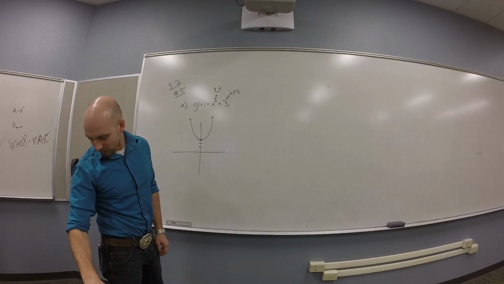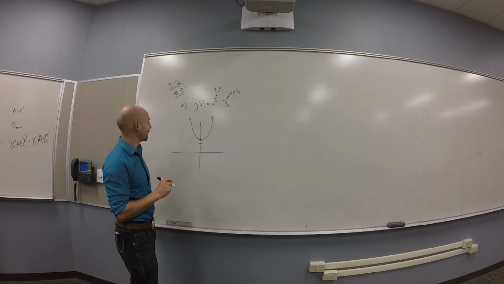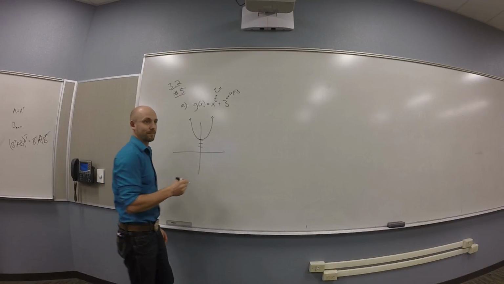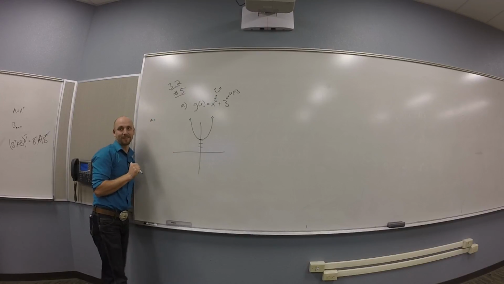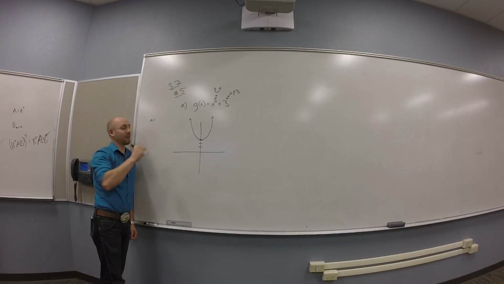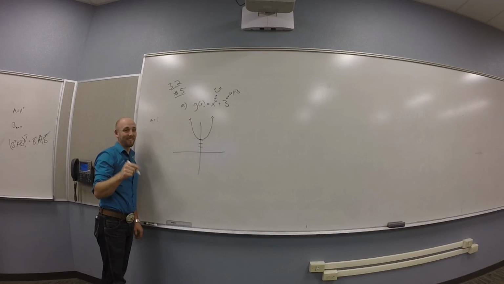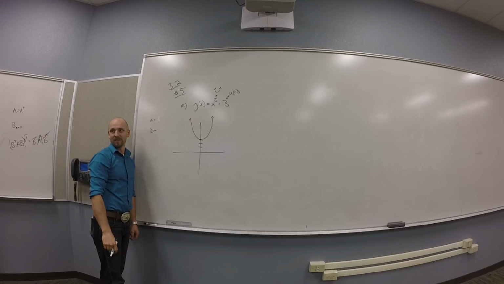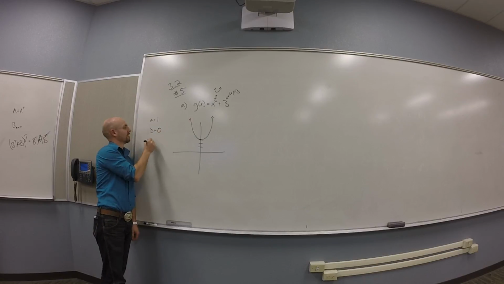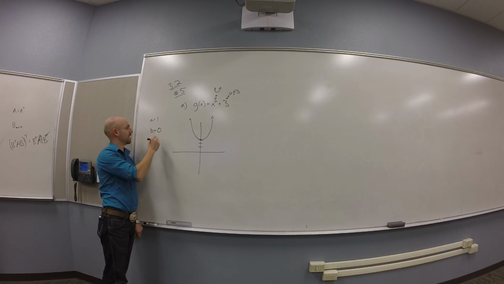Then I'm supposed to identify a, b, and c. So what's a? 1. 1? Why? Because there's an invisible 1 in front of the x squared. Okay, because there's 1x squared sitting there, right? How about b? 0. Why? Because there's no b. Because there's no x's, right? And c is 3.